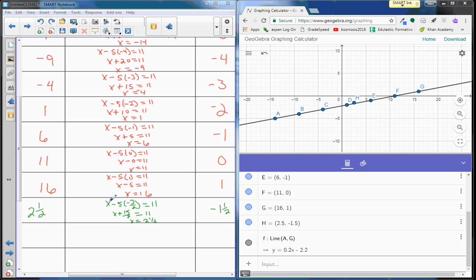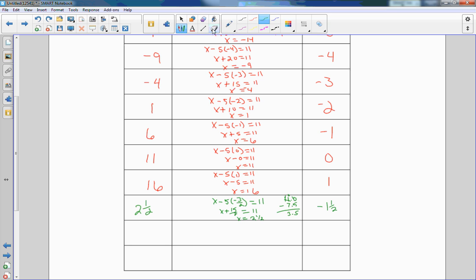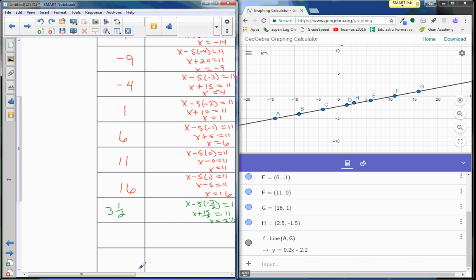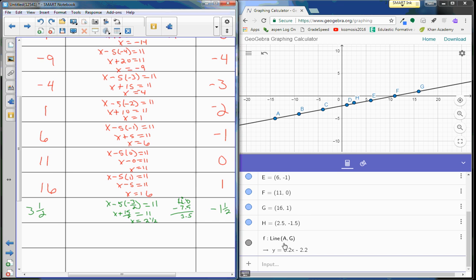So I want to be in between those two as far as my height goes. I think I calculated wrong, so let me check. X minus 5 times negative 3 halves is x plus 15 halves. 15 halves is 7.5. 11 minus 7.5, that'd be a 10, and 10 minus 5 is 5. It's 3.5, not 2.5. Okay, so I made a mistake there, so let's fix that. Change that to a 3, and we should be all good. So this was 3.5, comma, negative 1.5.